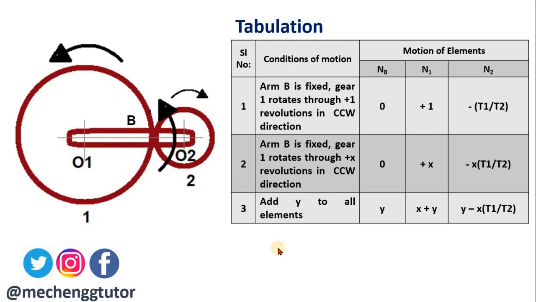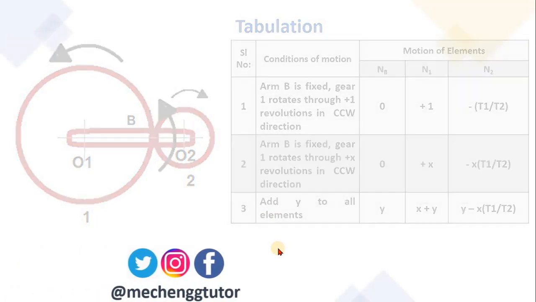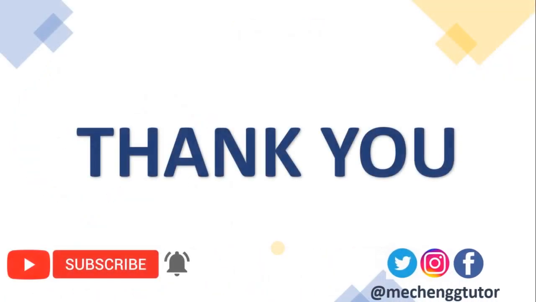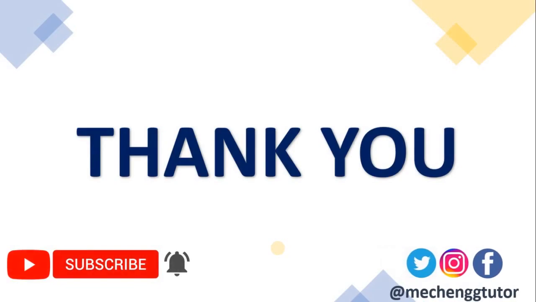So friends, that's all there was in this lecture about the tabulation method to determine the velocity ratio in epicyclic gear train.